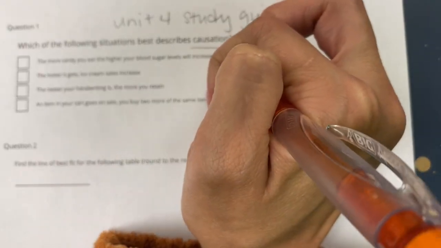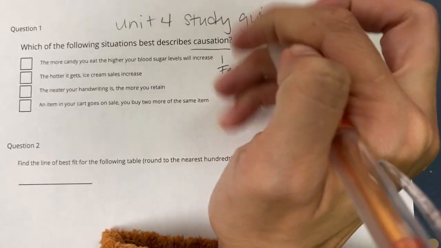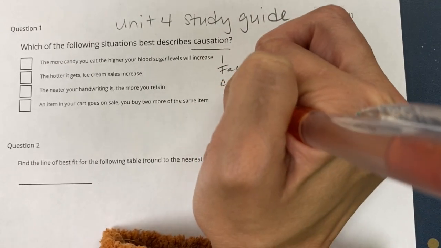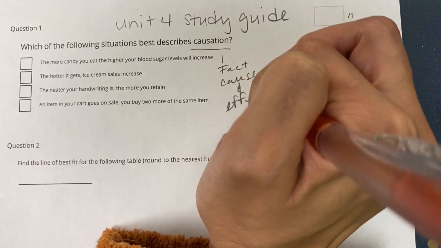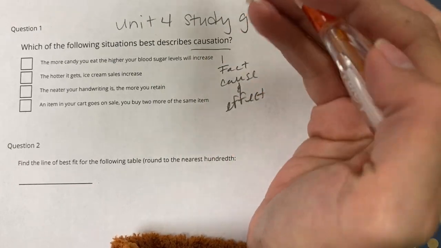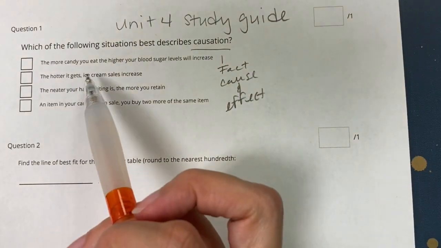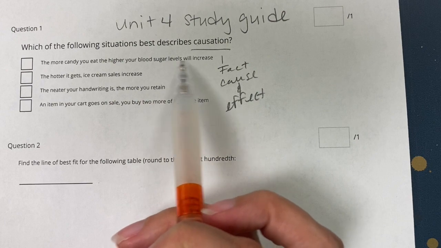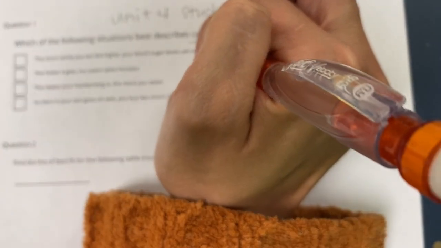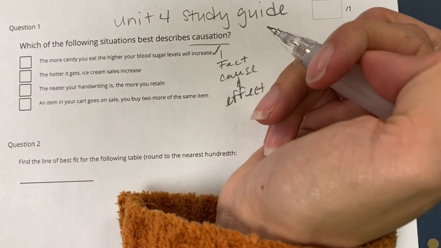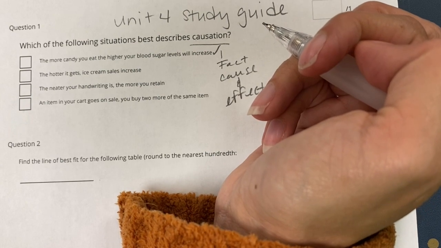So remember, this is a fact, cause, and effect. So let's go ahead and look. The more candy you eat, the higher your blood sugar levels will increase. That is true. As you eat more sugar, your blood sugar level rises.